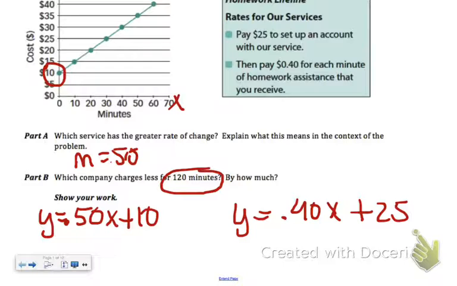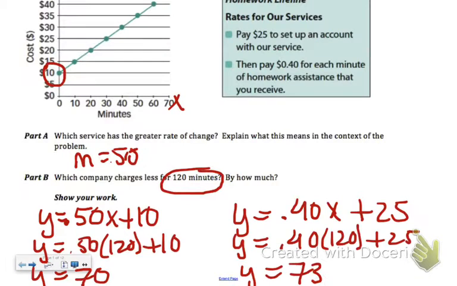So we're going to do the substitution and work it out for both of these examples. After having substituted 120 minutes into each equation to figure out which homework company charges less and by how much, we can see that the first company, Homework SOS, charges $70, which is $3 less than Homework Lifeline.